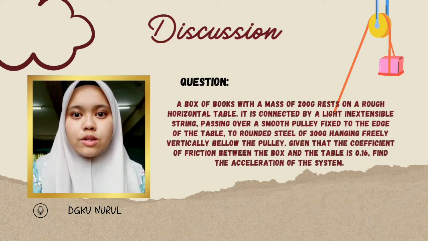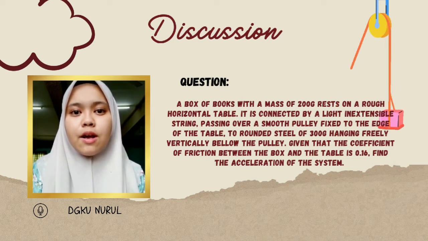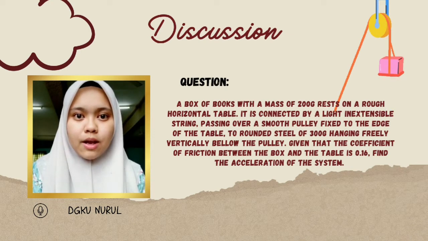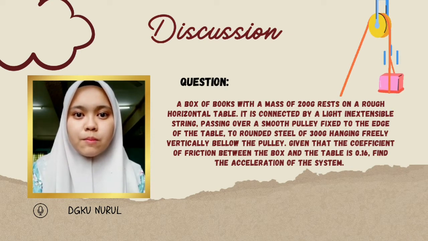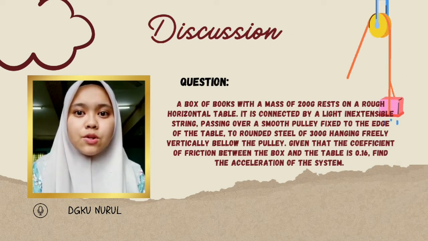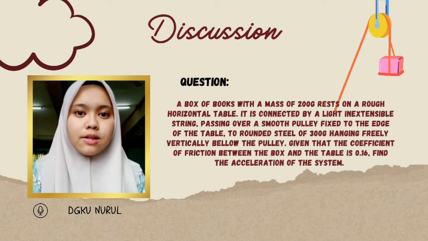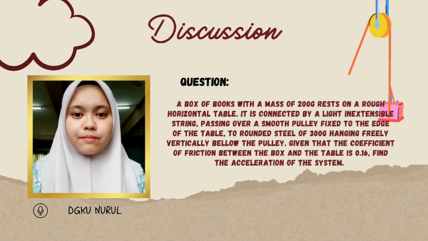Based on Alia's situation, the question that will be discussed is: a box of books with a mass of 200 grams rests on a rough horizontal table. It is connected by a light inextensible string passing over a smooth pulley fixed to the edge of the table to a round steel of mass 300 grams hanging freely vertically below the pulley. Given that the coefficient of friction between the box and the table is 0.16, find the acceleration of the system.